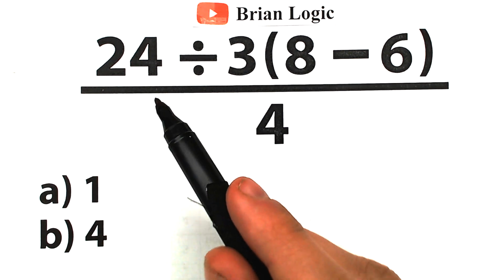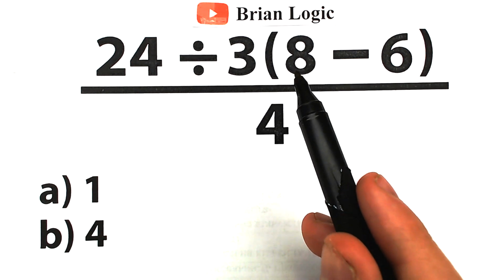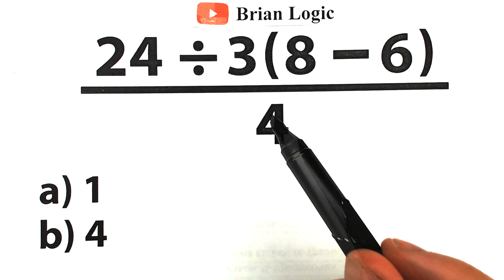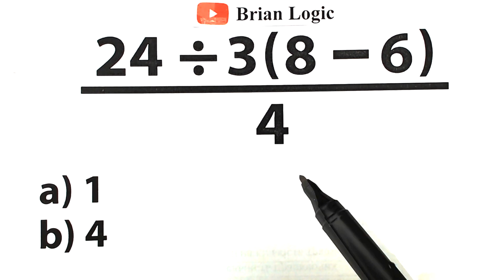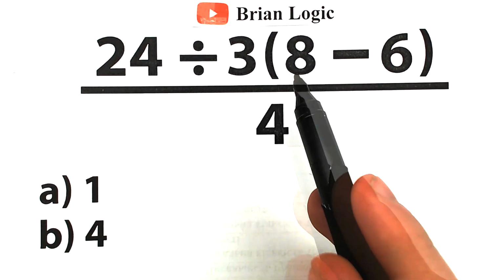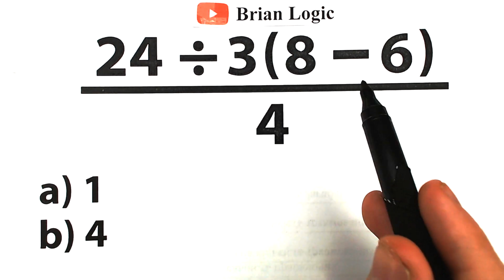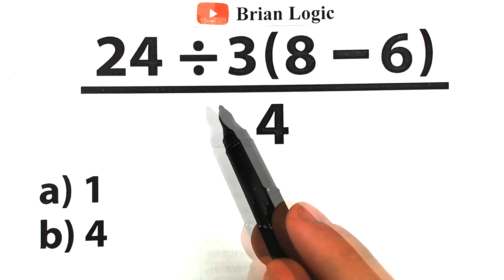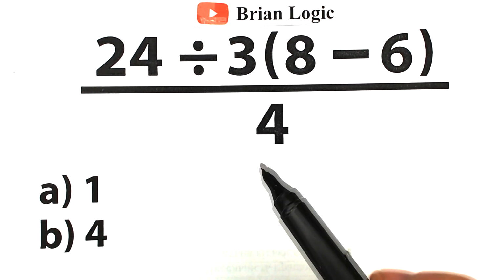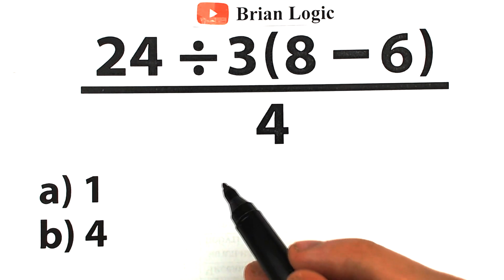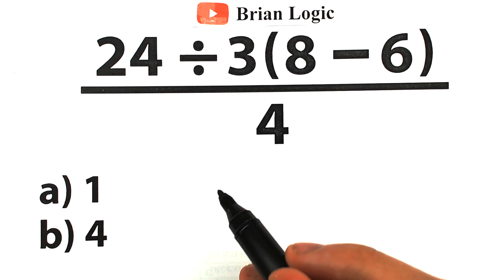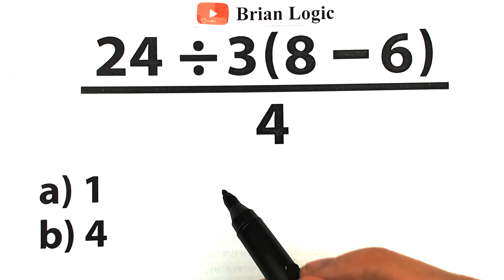What we have is 24 divided by 3 times, in parentheses, 8 minus 6, and all over 4. Seems pretty basic, seems pretty easy. We have regular values, division, multiplication, subtraction inside parentheses, and we divide all of this by 4. However, many people are going to get this problem incorrect, so if you can do this without a calculator, put your answer into the comment section.